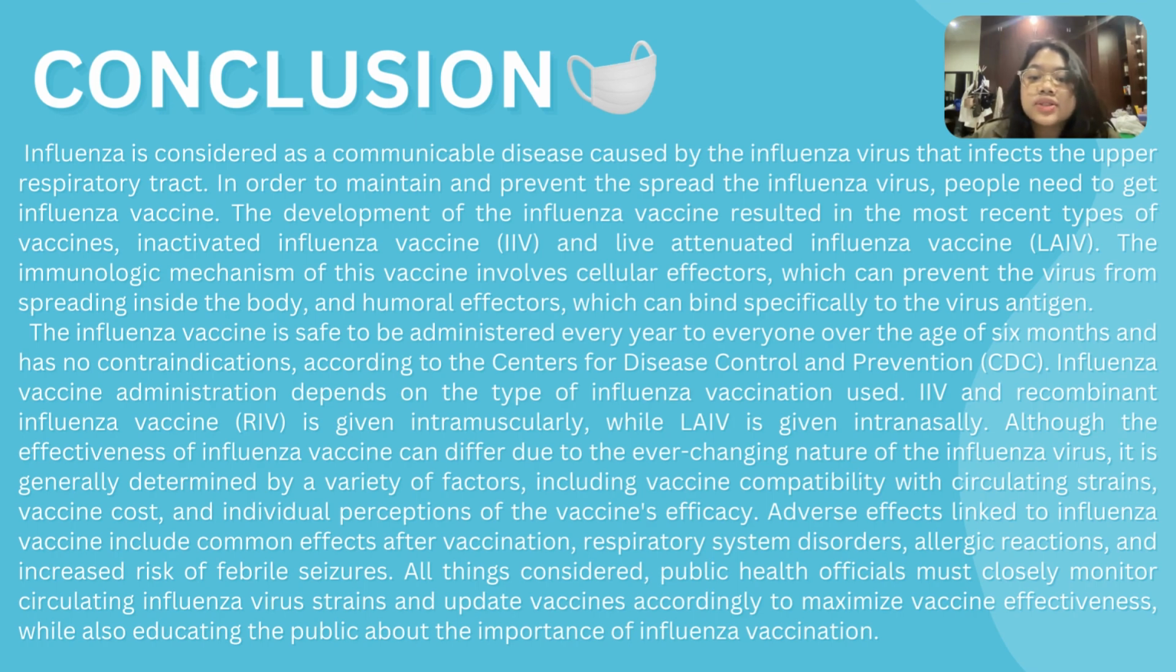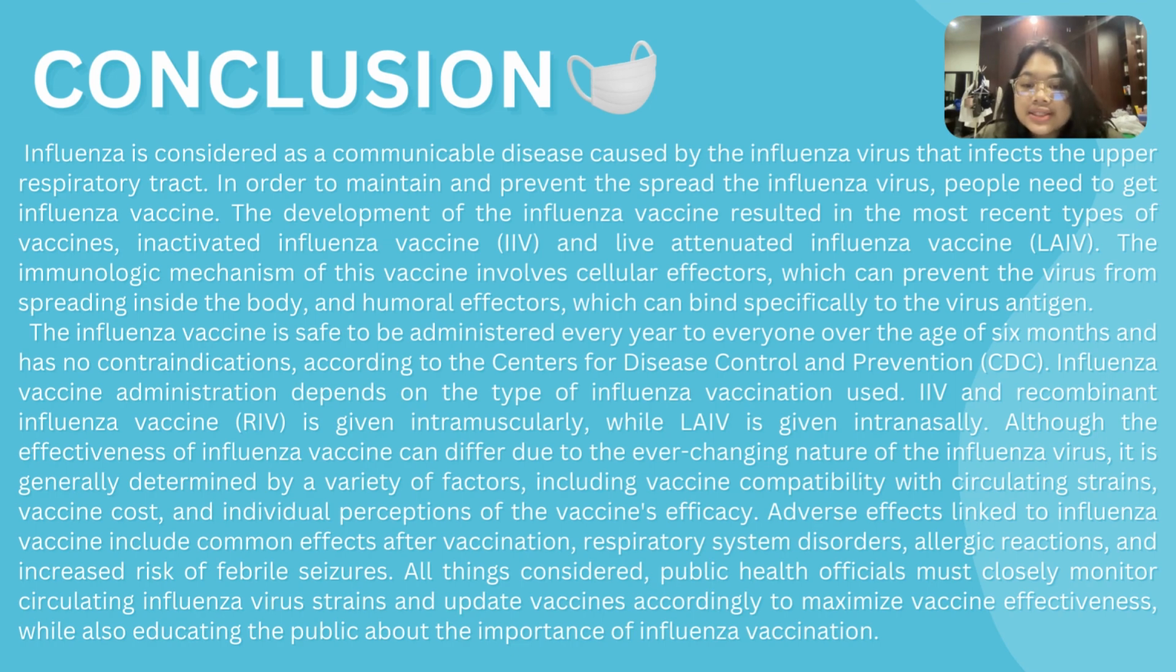Influenza is considered a communicable disease caused by an influenza virus that infects the upper respiratory tract. In order to maintain and prevent the spread of the influenza virus, people need to get the influenza vaccine. The development of the influenza vaccine resulted in the most recent types of vaccine, inactivated influenza vaccine and live attenuated influenza vaccine. The immunological mechanism of this vaccine involves cellular effectors, which can prevent the virus from spreading inside the body, and humoral effectors, which can bind specifically to the virus antigen.